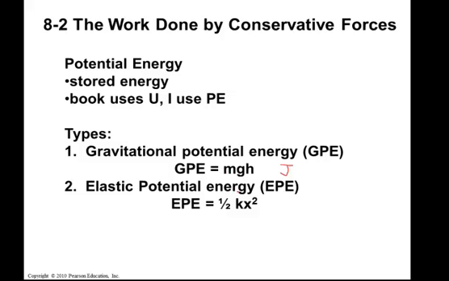And for elastic potential energy, like what you would have in a spring, we had this in chapter 7, and I use EPE for elastic potential energy. It's 1/2 kx squared, where k is your spring constant, and x is the amount that it's stretched from equilibrium. And once again, all energy is going to be labeled in joules.